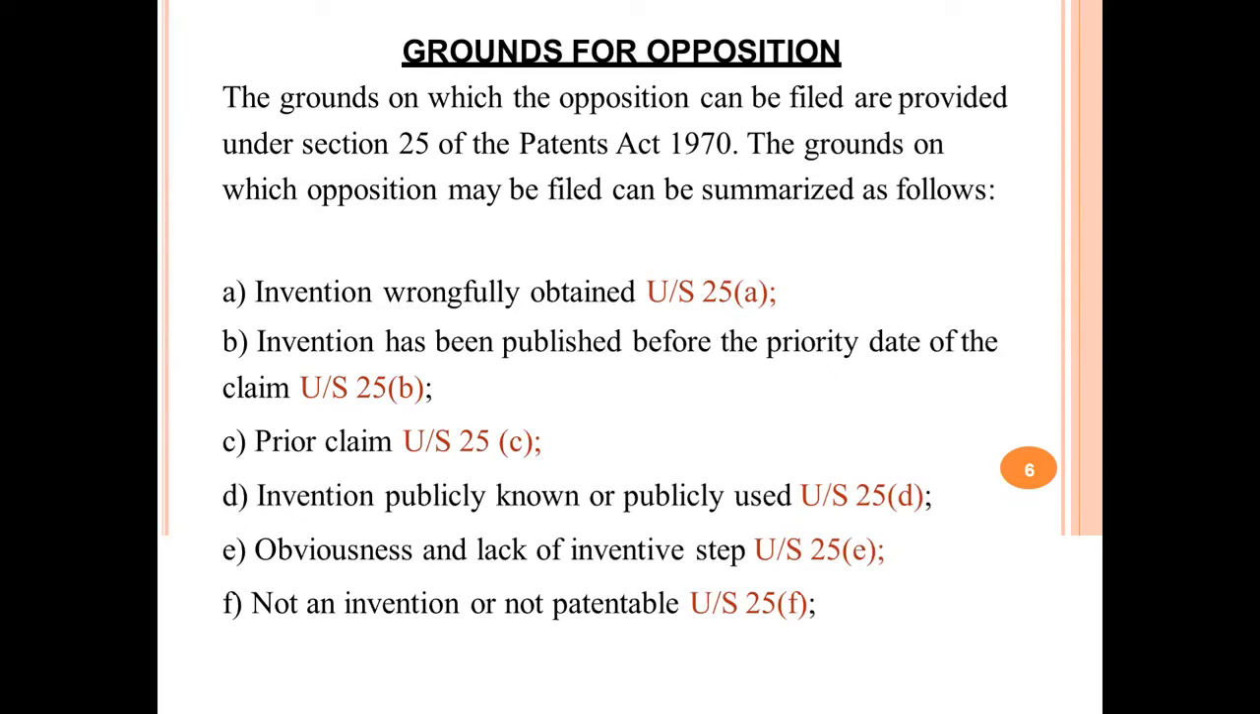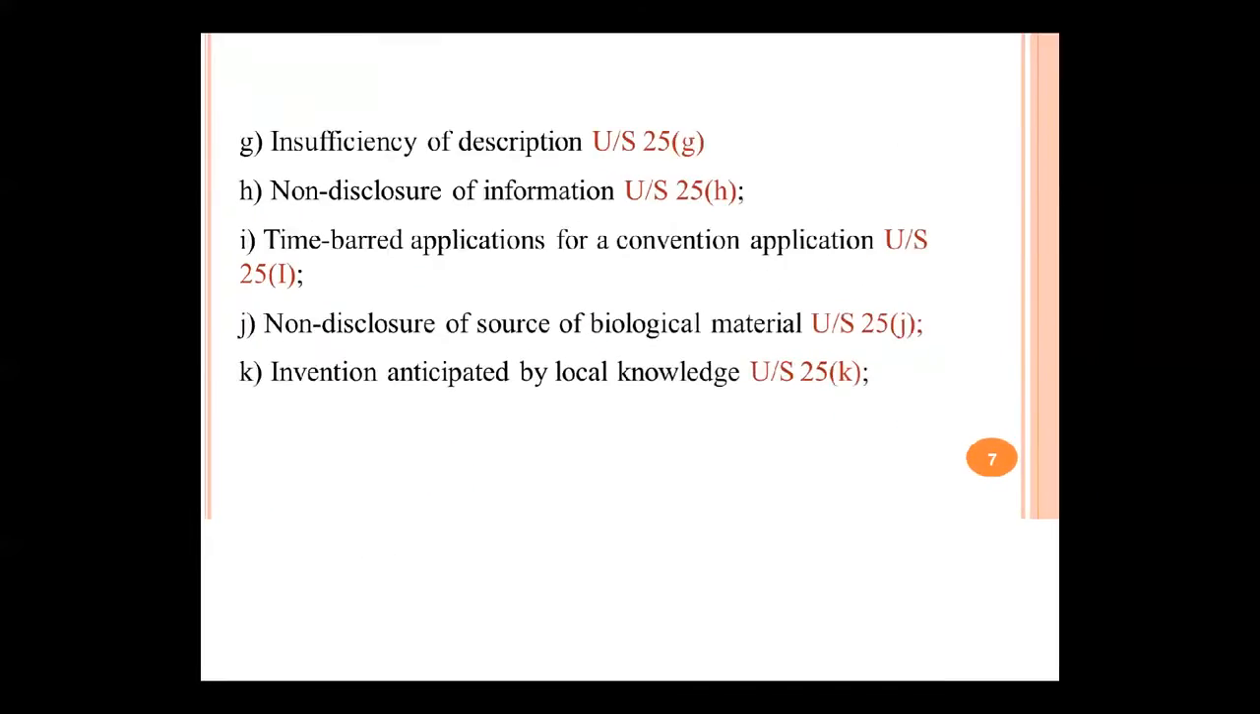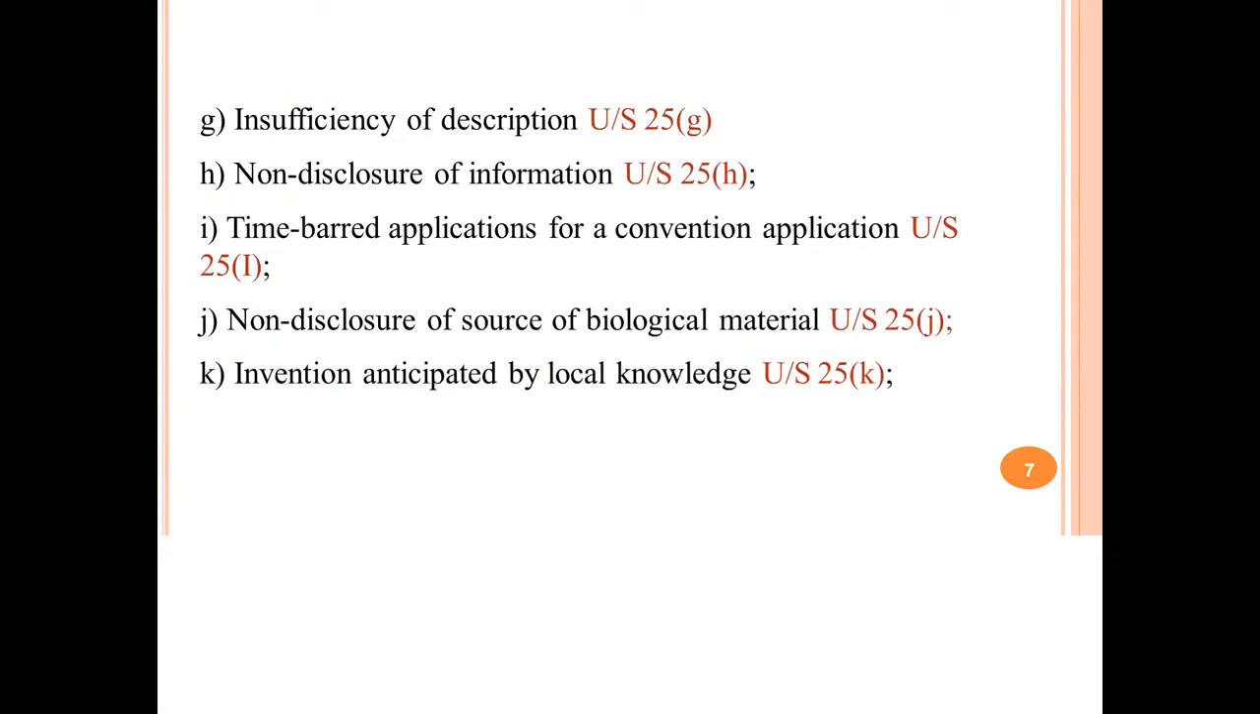And 25F says non-patentable invention. And Section 3 is completely talking about non-patentable inventions. And Section 25G says insufficiency of description. This is one valid ground where most individuals make a mistake. So I want to discuss in depth this insufficiency of description, 25G. Then there are four other grounds: non-disclosure of information, time-barred applications, biological material not disclosed, and traditional knowledge. So there are almost 11 grounds under which any person can oppose any other person getting a patent. Let us go into every ground in detail now.